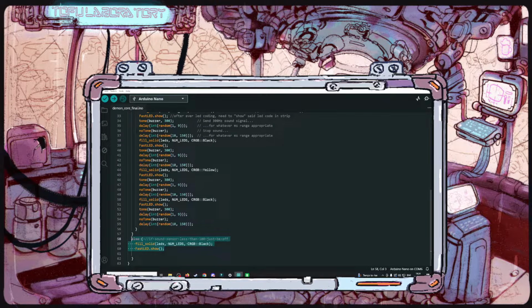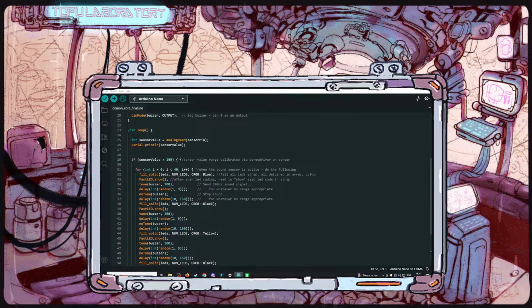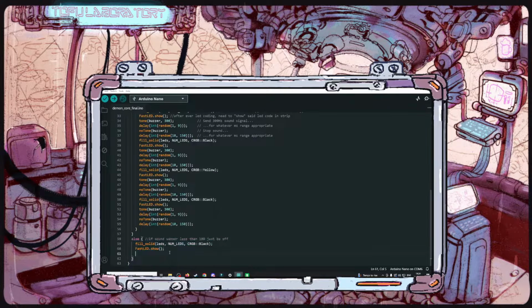Of course, ultimately, else statement. If the sensor value is not above 100, it just remains dark.